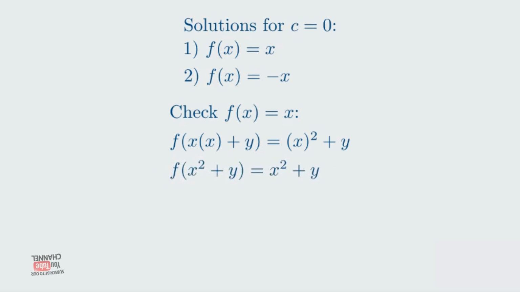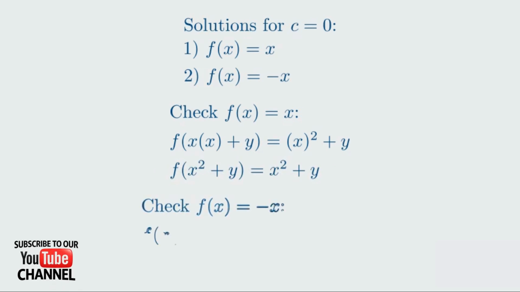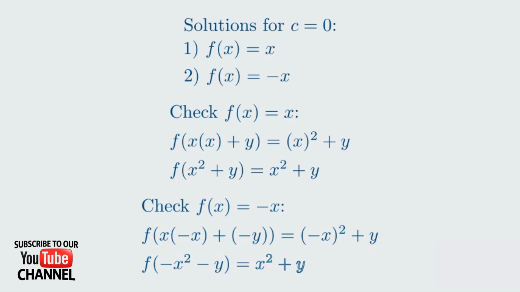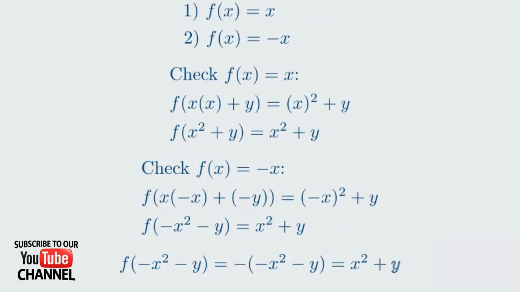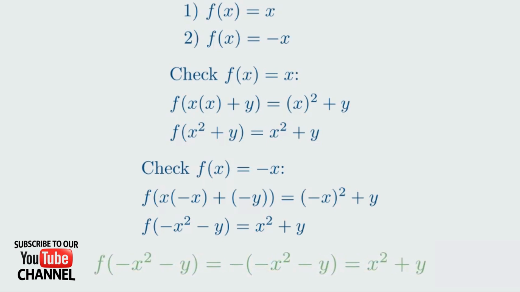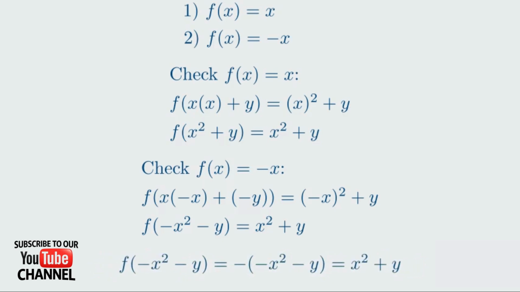Now, let's check the second solution, f of x equals negative x. Again, we substitute this into the original equation. We get f of the quantity negative x squared minus y equals x squared plus y. Because f of x equals negative x, f of the left side is the negative of the left side. So the left side becomes negative of the quantity negative x squared minus y, which simplifies to x squared plus y. This is exactly what's on the right side, so f of x equals negative x is also a valid solution. We have successfully found two solutions.